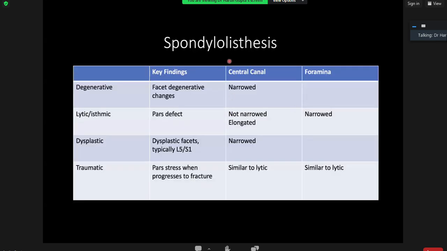So I've already covered this chart. This is a chart which I find very useful. I teach all my trainees using this chart. Degenerative, key finding degenerative facets. Central canal will be narrowed. Lytic, pars defect, central canal is never narrowed. It's elongated. The foramina will be narrowed. In dysplastic, L5S1, dysplastic facets, and the central canal will be narrowed.